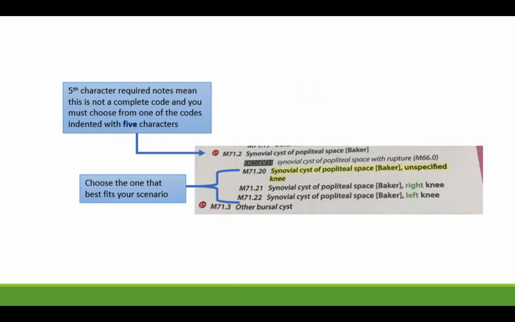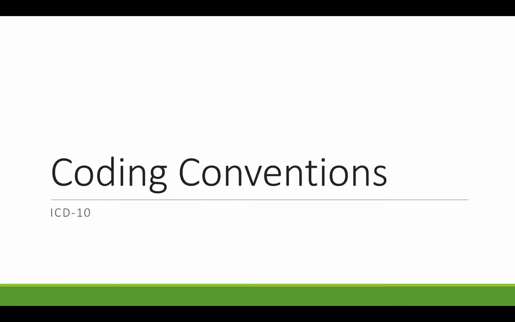If you've noticed, there's a red fifth symbol next to some codes. The fifth character required icon means this is not a complete code, and you must choose from one of the codes indented with 5 characters. See this example. M71.2 has the 5th character symbol next to it. It cannot be coded alone without a 5th character. Indented underneath it is the same code, M71.2, with an additional digit.